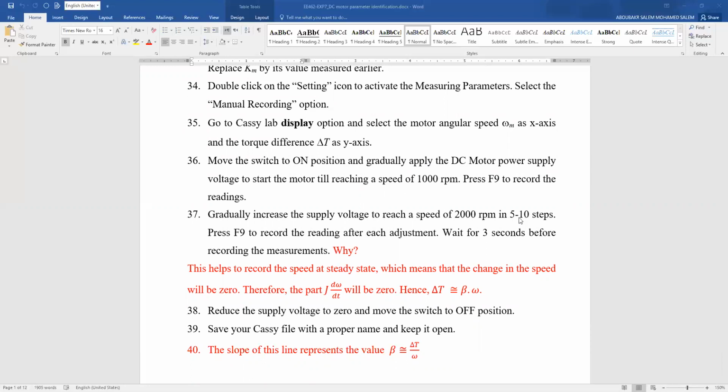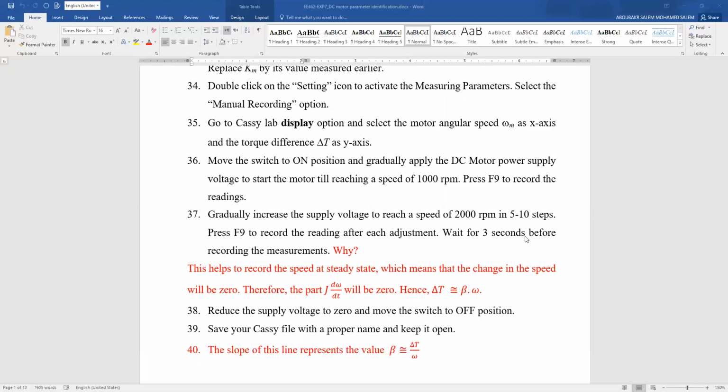And also it's in 5 to 10 steps, and it's written here clearly. Press F9 to record the reading. After each adjustment, wait for 3 seconds. 3 seconds is a long time. This is to be sure that the term d omega by dt is 0.